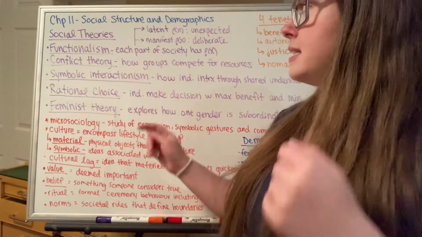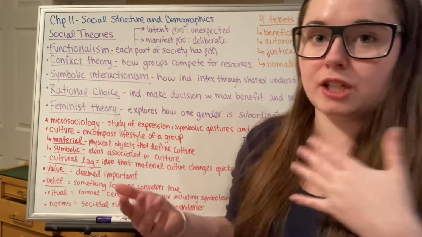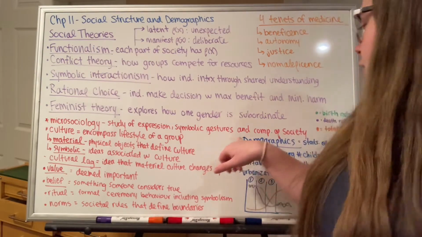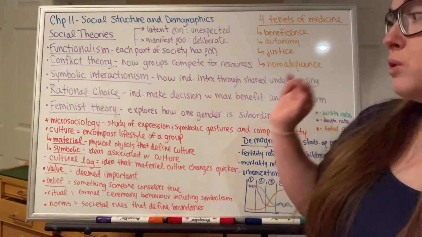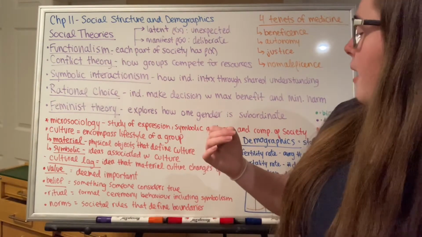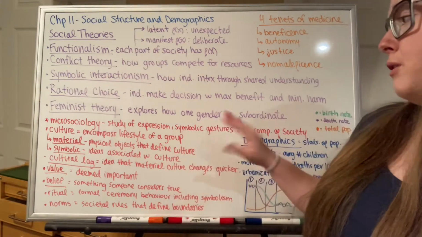And then the last social theory is the feminist theory, which explores how one gender is subordinate to another, and again, pretty self-explanatory. Another important thing to note is that microsociology is the study of expression, symbolic gestures, and the composition and components of society. Okay, so that's microsociology.